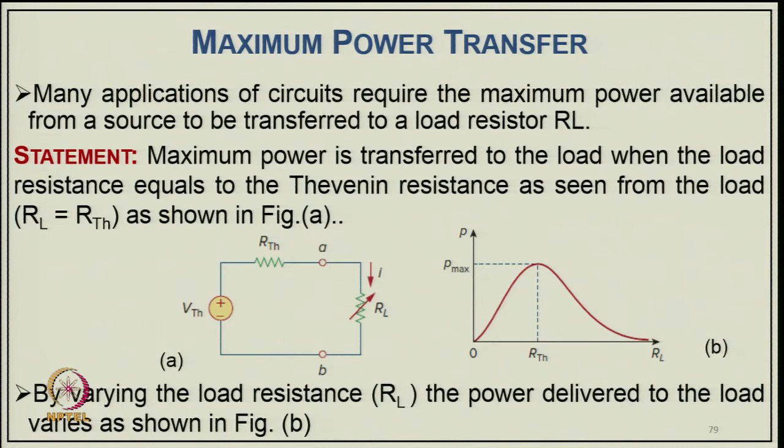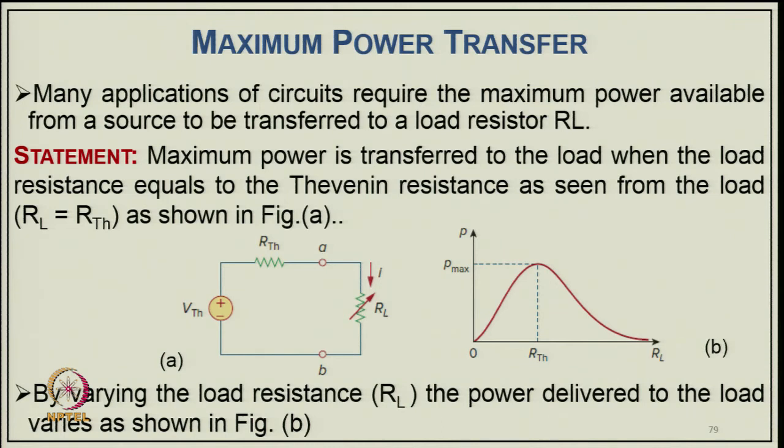So, in many circuit applications the maximum power available from a source must be transferred to a load resistor RL, and the statement is: the maximum power is transferred to the load when the load resistance equals the Thevenin resistance as seen from the load, that is RL equal to RTH, as shown in the figure here. So, you have a voltage source VTH and RTH; we already got the Thevenin equivalent, so we can represent a very complex network as a Thevenin voltage and Thevenin resistance, and then we have a load resistance.